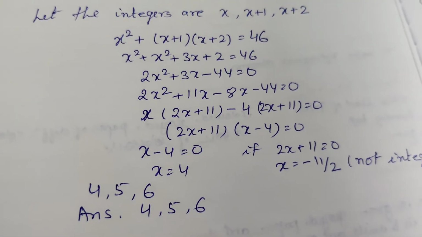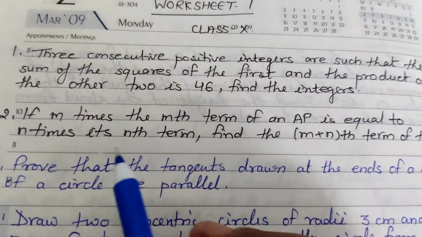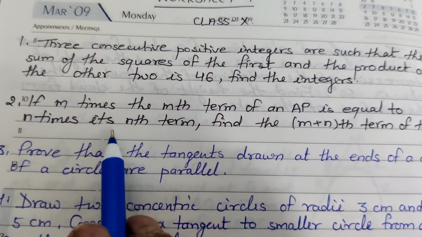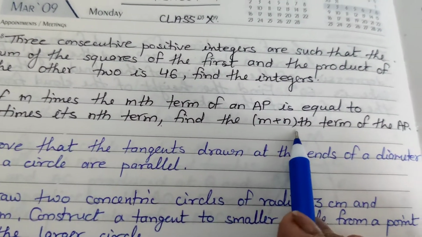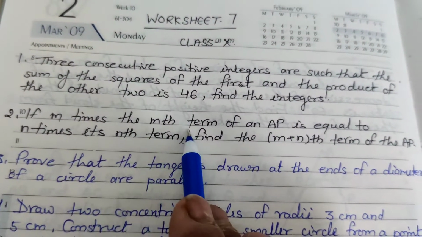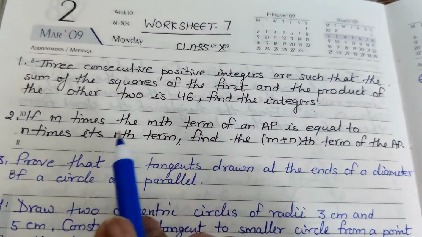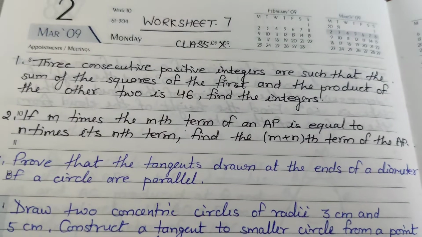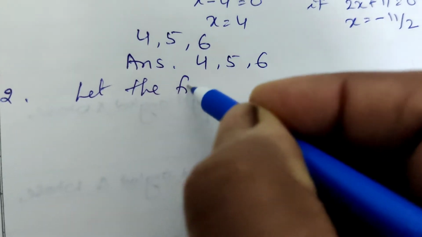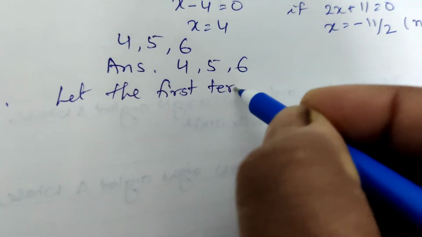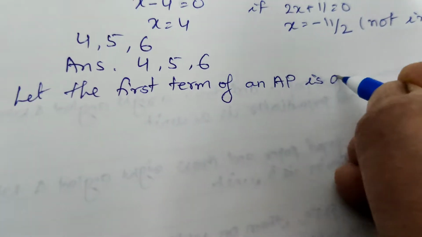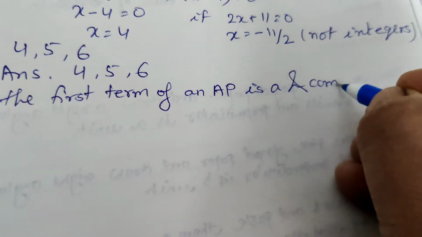Question number 2, from arithmetic progression. If m times the mth term of an AP is equal to n times its nth term, find the m plus nth term of the AP. Let the first term of an AP be a and the common difference be d.